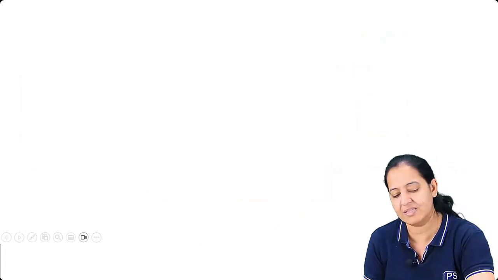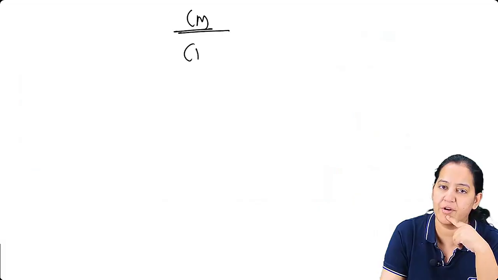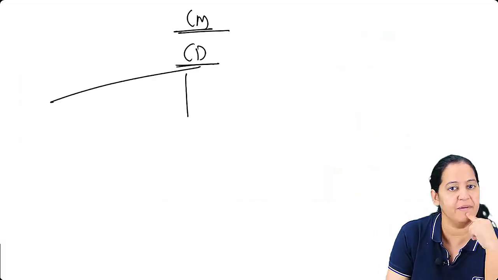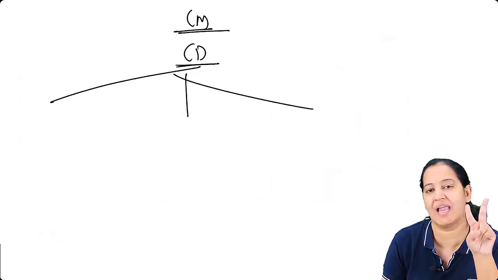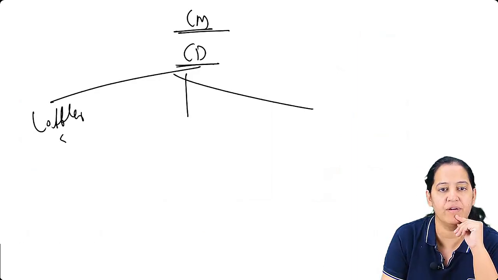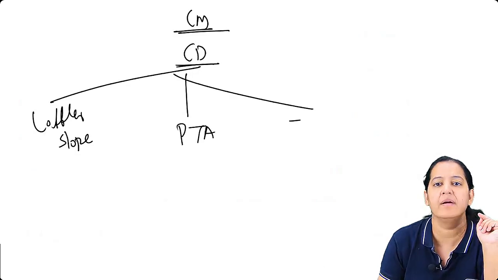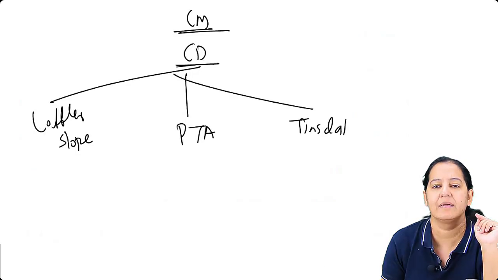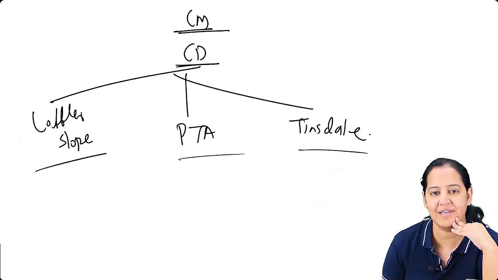So पहले मुझे तीन culture media बताओ. Tell me the 3 culture media for Corynebacterium diphtheria. Who will tell? Tell me one non-selective and 2 selective. The non-selective one is the Loeffler slope. And the 2 selective, कौन से हैं 2 selective? Potassium telluride agar and Tinsdale agar. ठीक है, these 2 are selective.